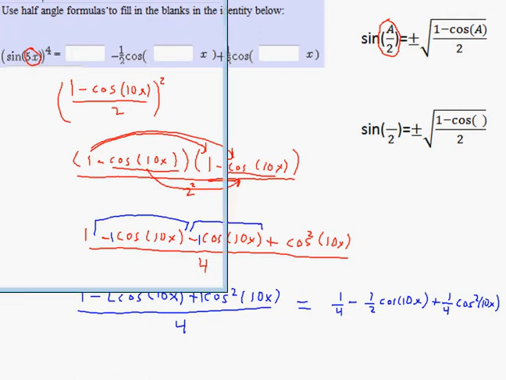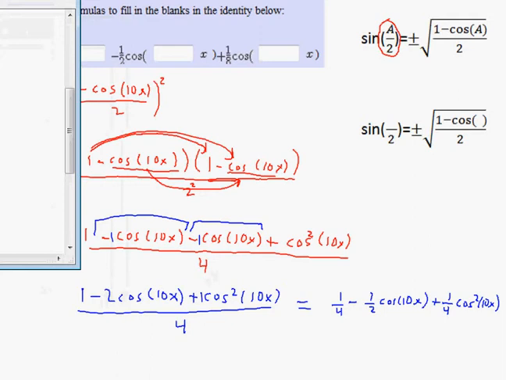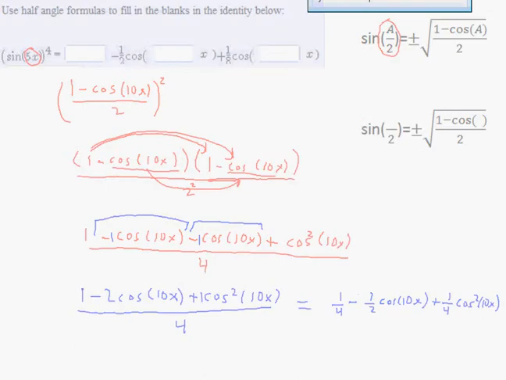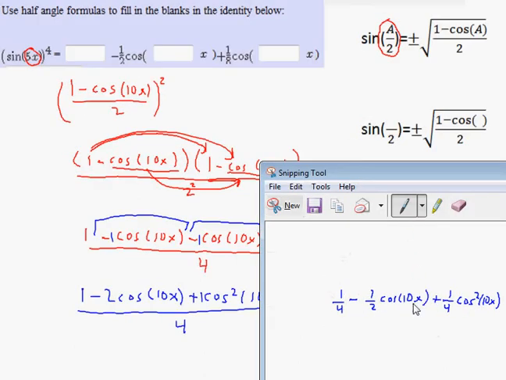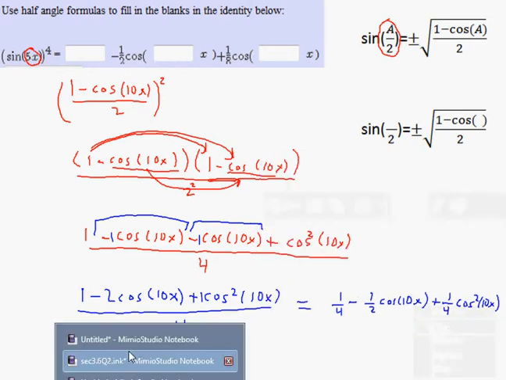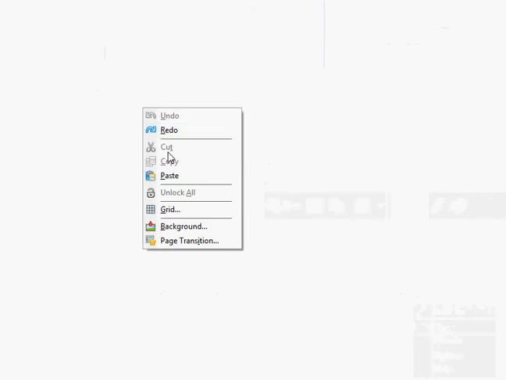Now I'm running out of room to write again, so if you allow me a couple seconds here, just so that I don't lose this, I'll copy this and paste it into a new window so that I don't have to rewrite it.